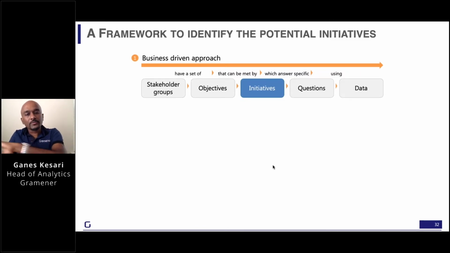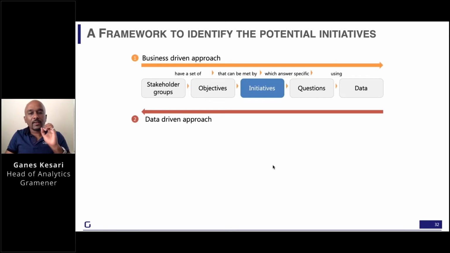So far we're going with a business-driven approach without looking at the data. You should do a reverse flow by starting with the data and finding out independently, if you have spreadsheets of data or certain columns of data, what questions can you answer with that, what initiatives does it address, what objectives will that meet, and which users does it serve.